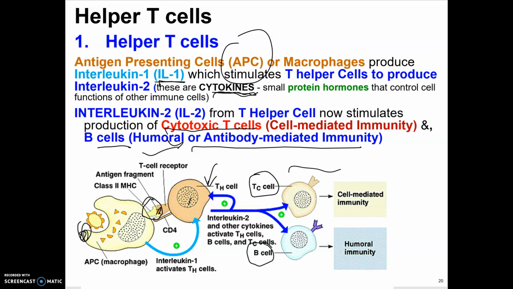Now this is going to bring us down the cell-mediated immunity pathway, and this one's going to bring us down our humoral immunity pathway. Cell-mediated is going to be dealing with cells that are infected. Humoral immunity is going to be dealing with infections or antigens that aren't inside cells yet, so they're in our body fluids or somewhere else in our tissues.